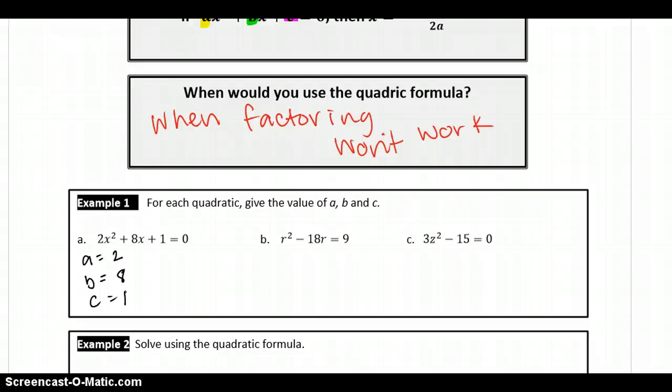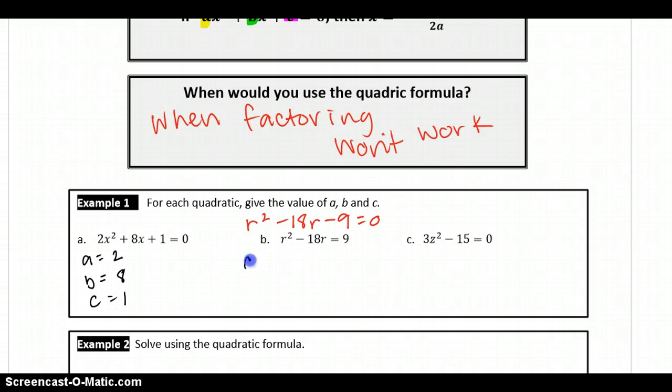On part B, does that look weird? Does it look the same as part A? No, it doesn't. Why not? There's a 9 on the other side. What do we want it to be equal to before we start? 0. So let's move that 9 over so we can rewrite this as r squared minus 18r minus 9 equals 0. To move the 9 over, we have to subtract it. So now it looks like my standard quadratic function.